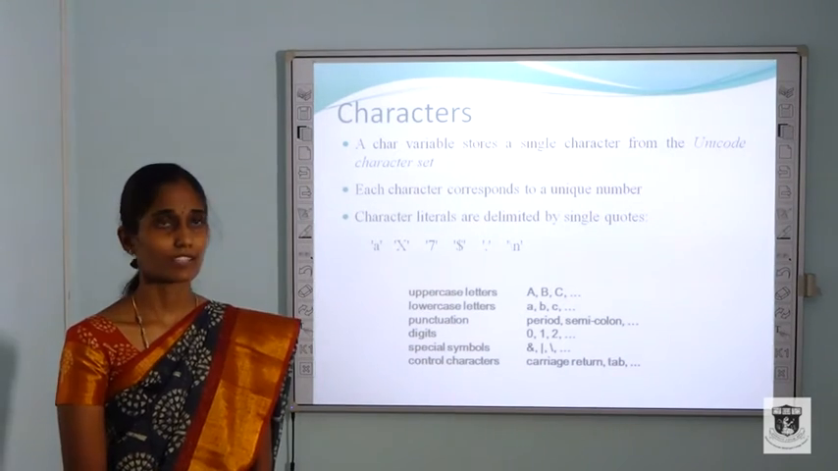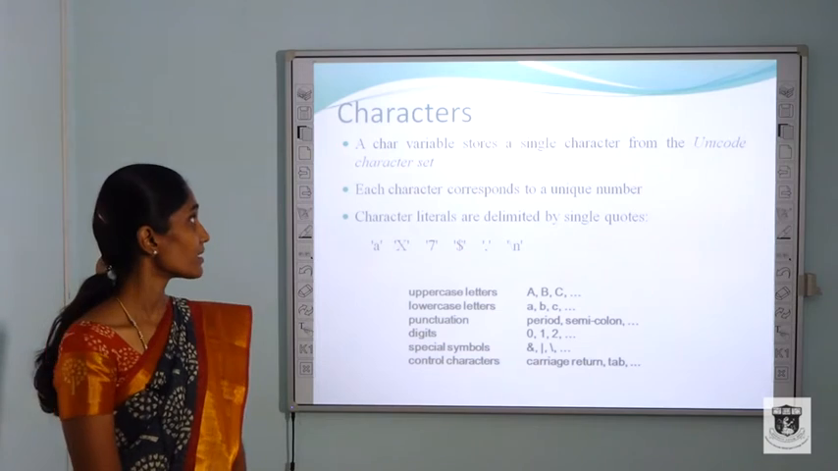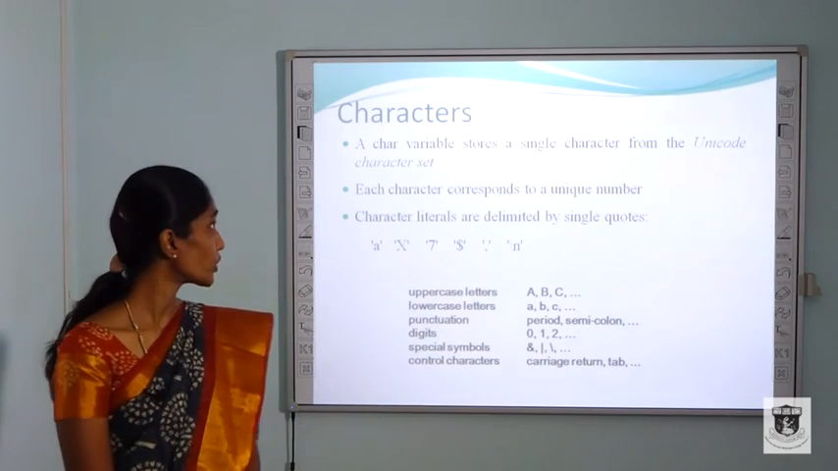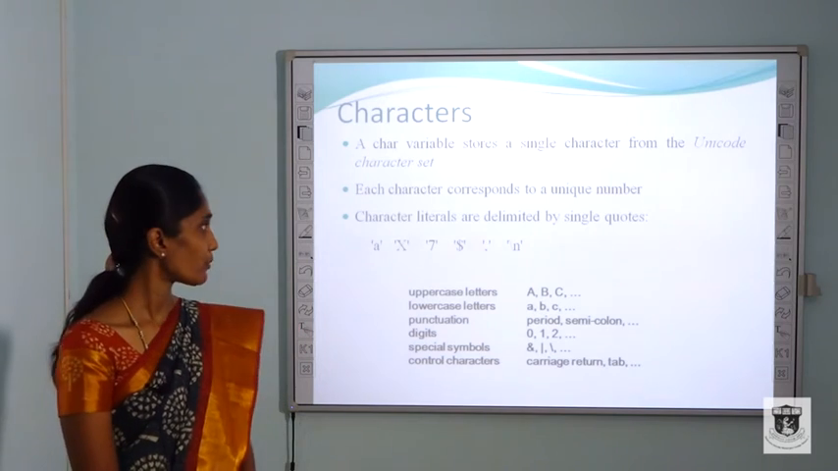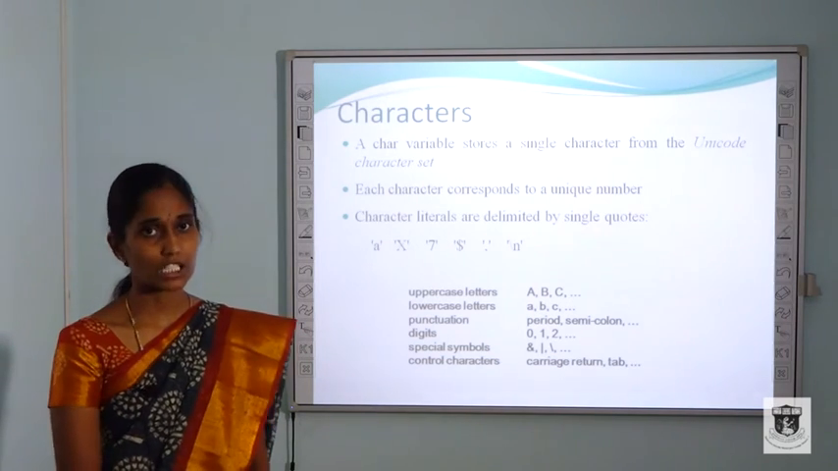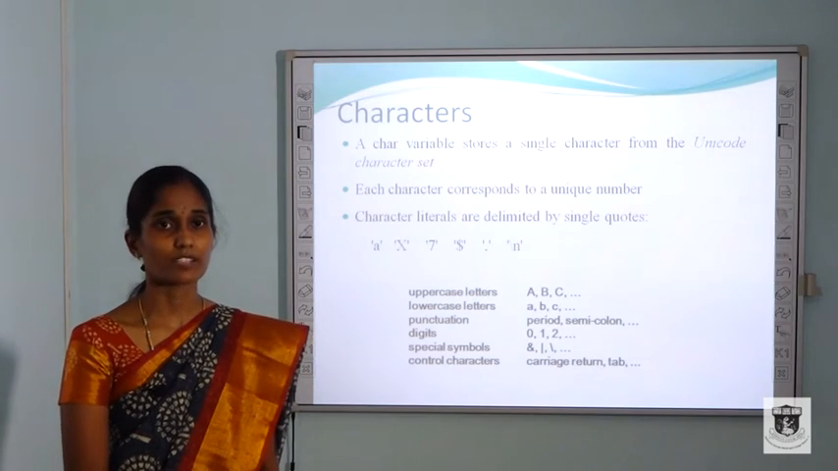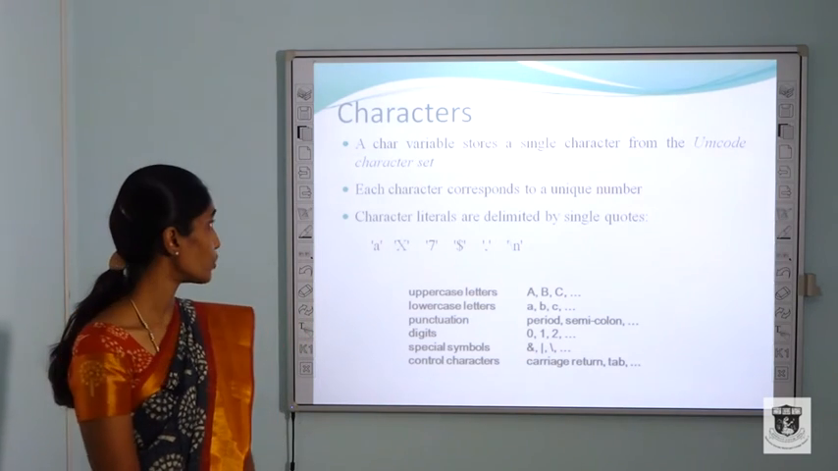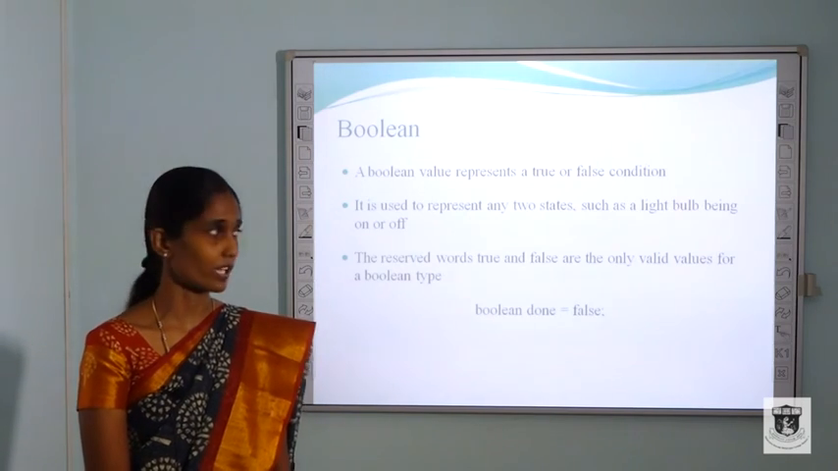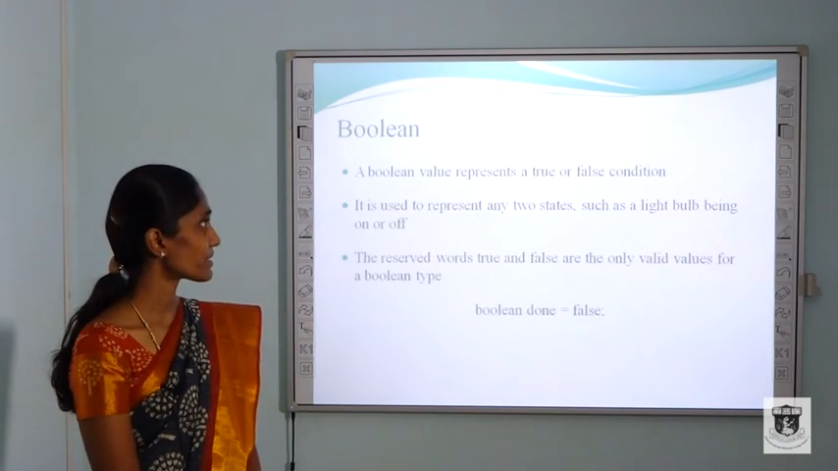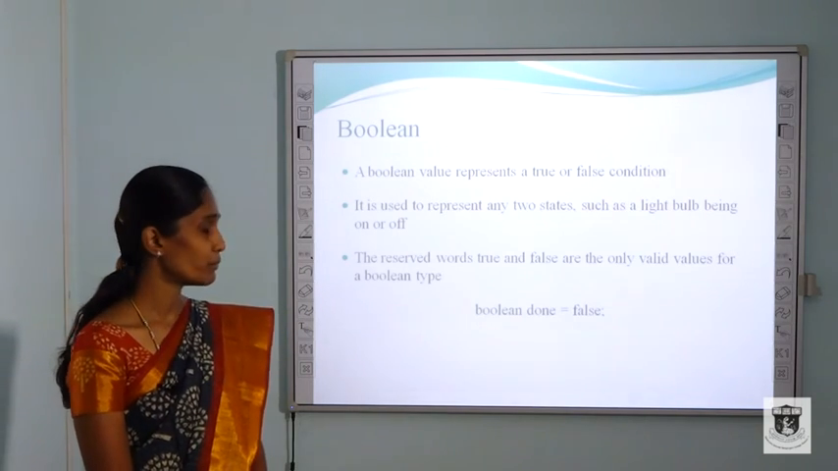Next, characters. Character uses the keyword char. It stores a single character from the Unicode character set. Each character corresponds to a unique number, and it is delimited by single quotes. It can be an uppercase letter, lowercase letter, punctuation, digit, etc. Next, boolean. A boolean value represents either a true or a false condition. It is used to represent any two states. It uses the keyword boolean.